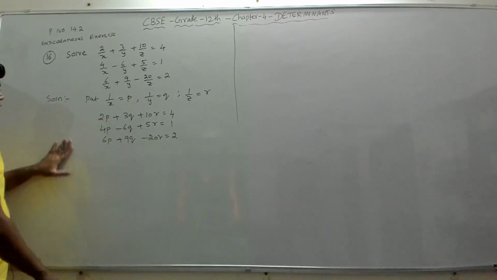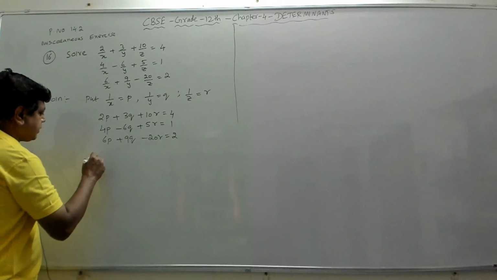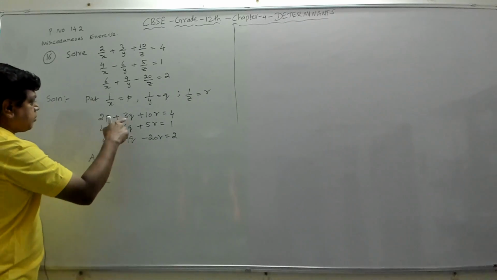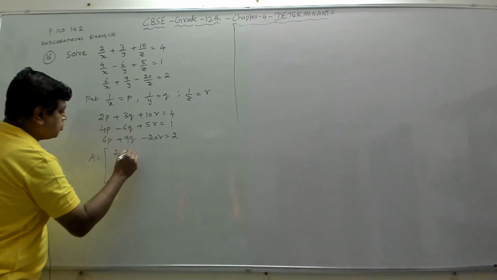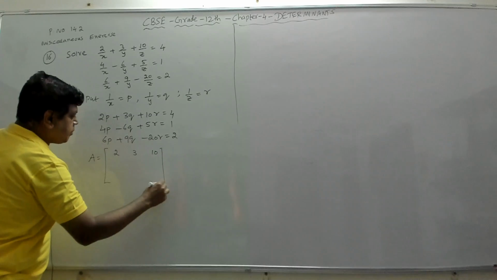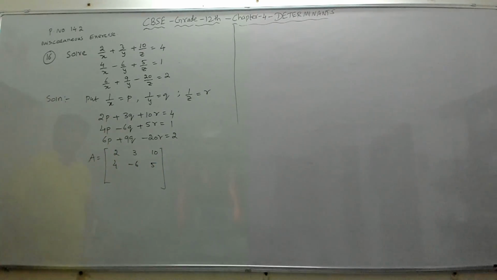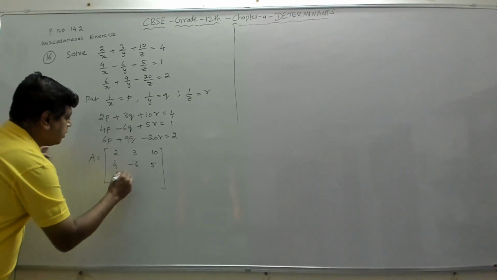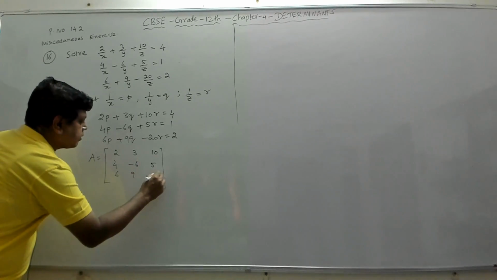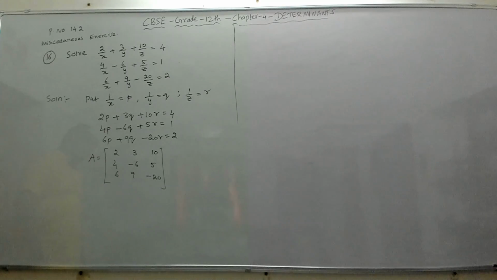Fine. So again, how do we solve this? We will write the matrix A, which is our coefficient matrix. So 2, 3, 10, then 4, minus 6, 5, then 6, 9 and minus 20. So this is our A matrix.